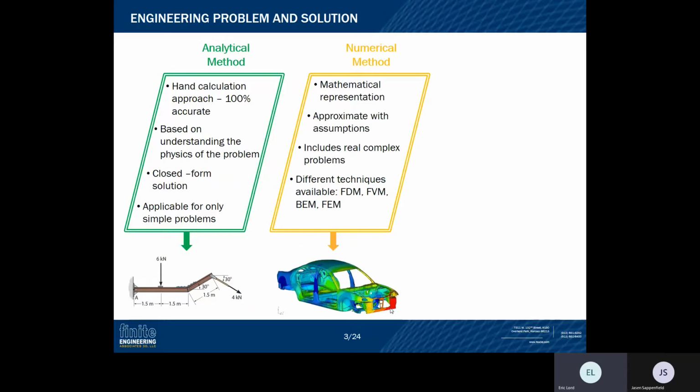And then we have a numerical method, and that really gets us into FEA. This is a mathematical representation, so it doesn't always have to include the full physics of the model. It's a mathematical representation of the physics. So it's an approximation with assumptions, and this is what means that it's numerical. Anything that's numerical goes through an iterative process, and this is why it's approximated. But it can include very complex problems.